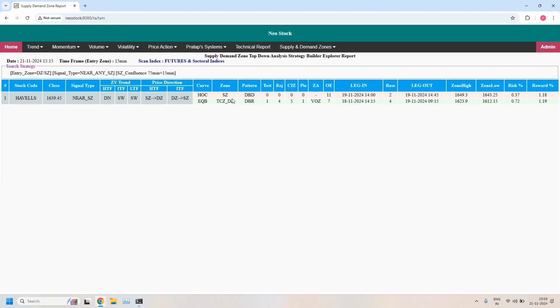So this supply zone is part of the 75 minute supply zone, this 15 minute supply zone.